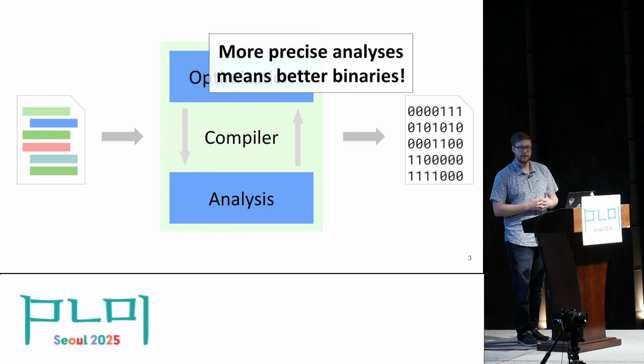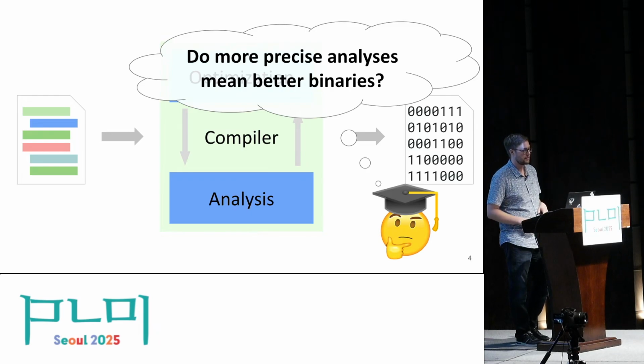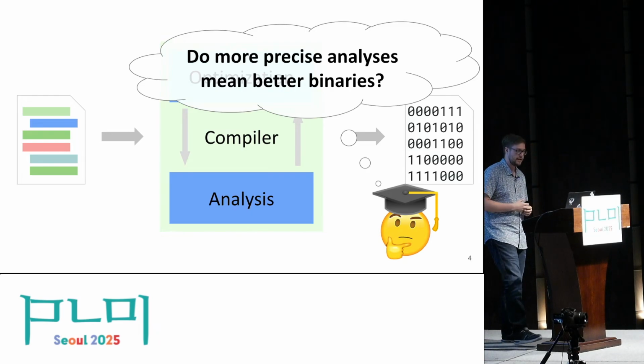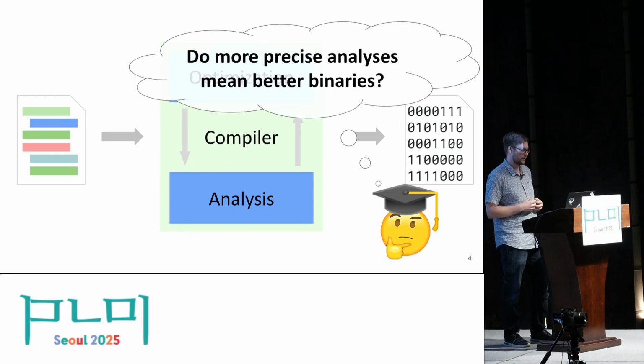In this piece of work, we're really trying to understand whether that's the case. We're trying to shift this perspective and ask whether more precise alias analysis, or more precise analysis in general, means better binaries.